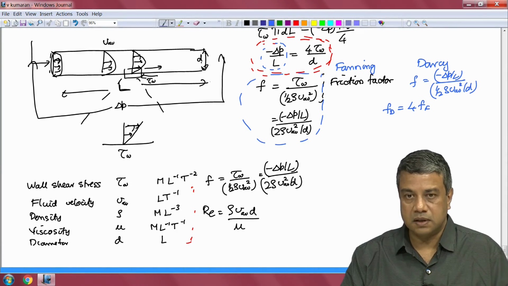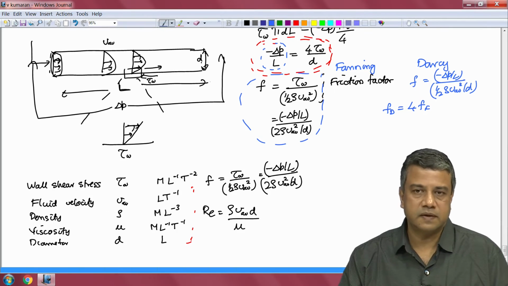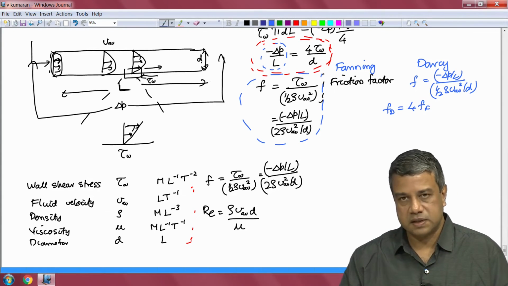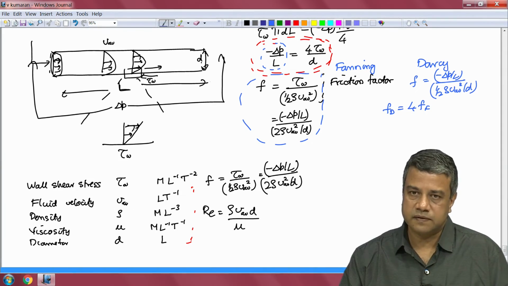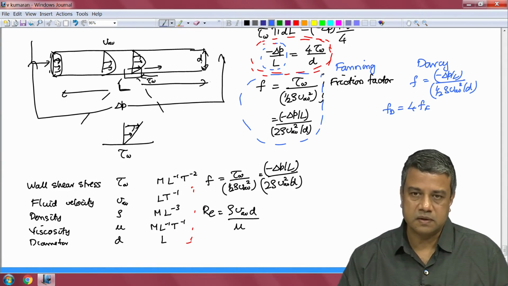This is just to alert you that there are 2 definitions of the friction factor, and you have to be careful which definition you use when you actually do a design. In this course, we will use the Fanning friction factor as the definition, but please note that there is another definition, the Darcy friction factor as well. In order to convert between these two, there is a factor of 4. That is the only difference.